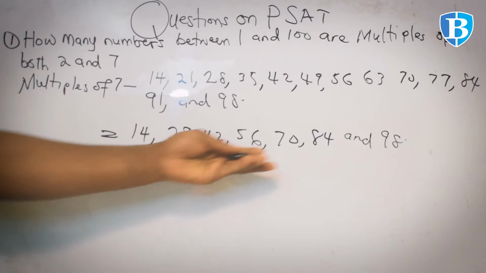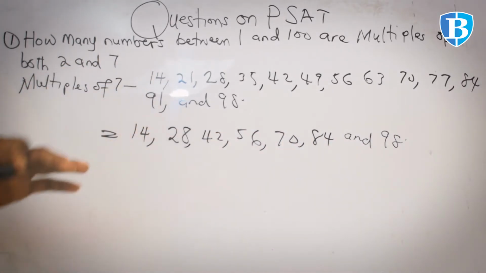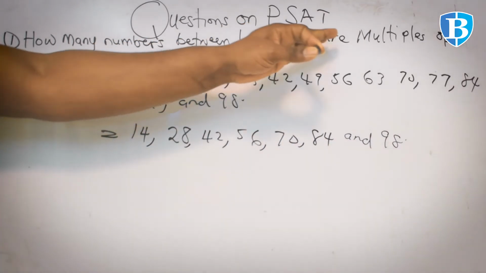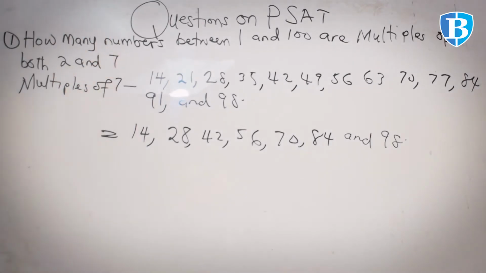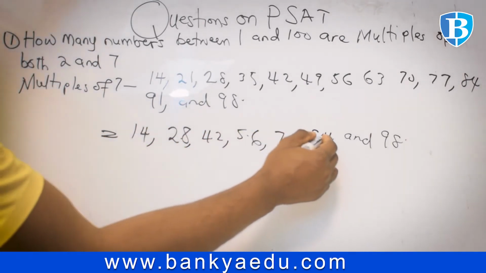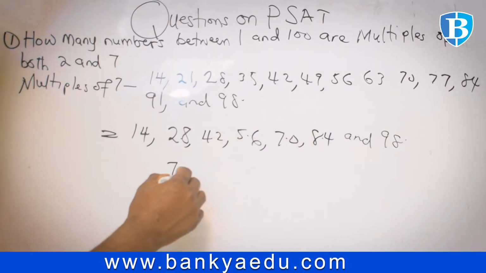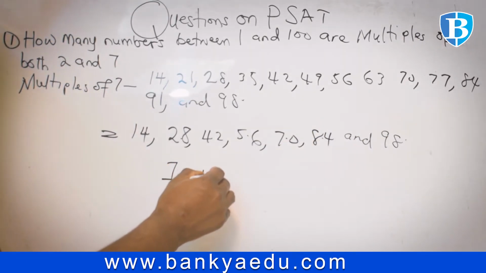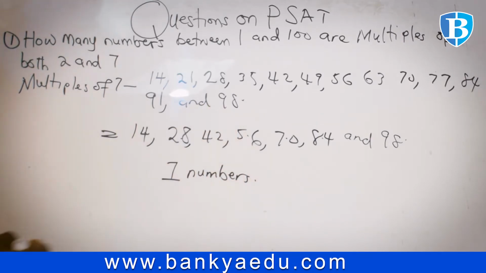So looking at these, they ask how many numbers between 1 and 100 are multiples of both 2 and 7. So the numbers are 1, 2, 3, 4, 5, 6, 7. So it is 7 numbers. If they have options there, you click that option, and if you don't have options, just write this as your answer.